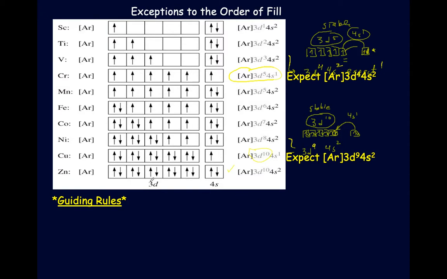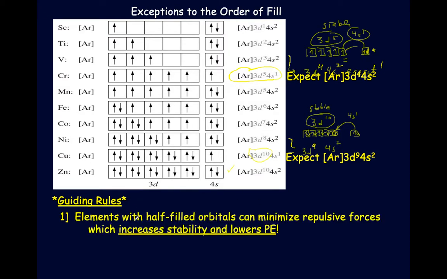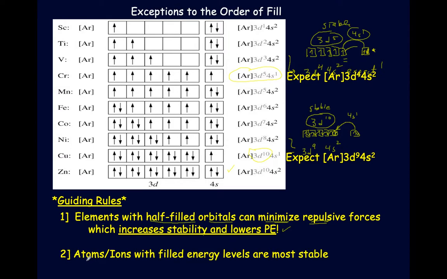All right? So some rules that you want to be aware of. Elements with half-filled orbitals can minimize repulsive forces. Again, electrons don't want to be next to one another, which is going to increase their stability. Again, the more you separate electrons, the more stable it becomes. And atoms or ions with filled energy levels are also most stable. So when you have filled energy levels or filled boxes, you're going to be very stable when that happens.